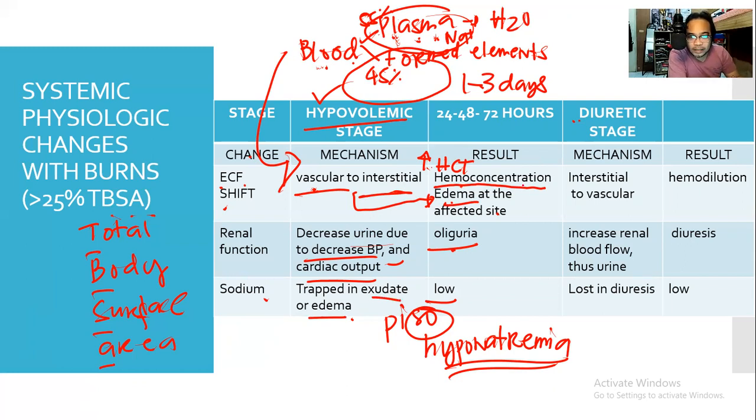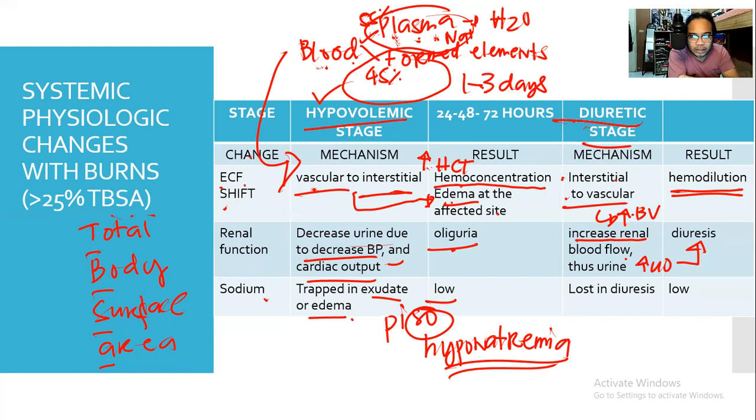Okay? Next, for your diuretic stage natin, you have the interstitial to your vascular. Kaya nga nagkakaroon ng diuretic stage kasi bumabalik na. So magkakaroon ngayon ng hemodilution. From the interstitial going back to the vascular, so what do you think will happen here? There will be an increase in the blood volume, so magkakaroon ng increased renal blood flow, thus there will be increase in urine output, magkakaroon tayo ng diuresis. Kaya nga tinatawag din siyang diuretic stage. Okay, this stage here siguro nakuha na yan siya.